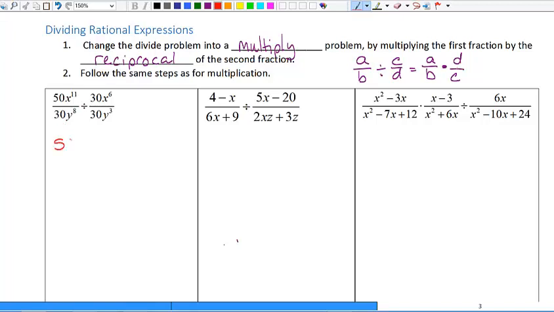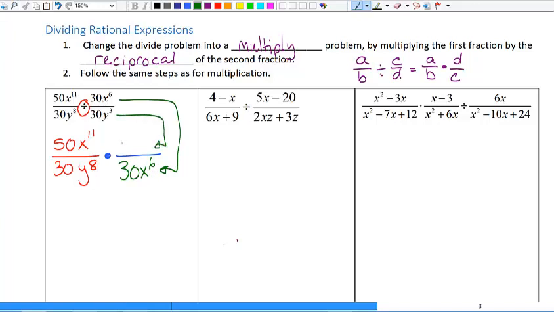What happens to the first fraction? That's right, it stays the same. I want this divide sign to turn into a multiply sign. So I am going to have to reciprocate the second fraction. So the numerator 30x to the 6 goes in the denominator. The denominator 30y cubed goes in the numerator. Once I have that rearranged from a division problem into a multiplication problem, I proceed like normal.